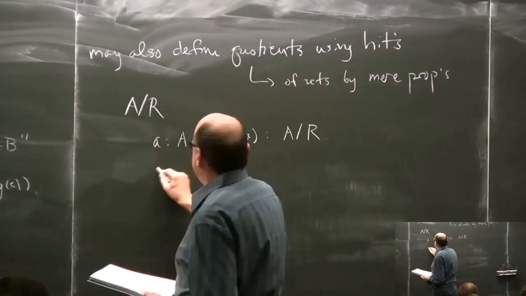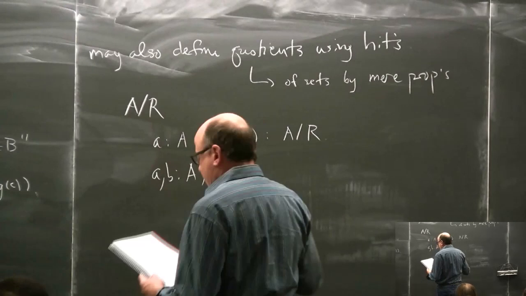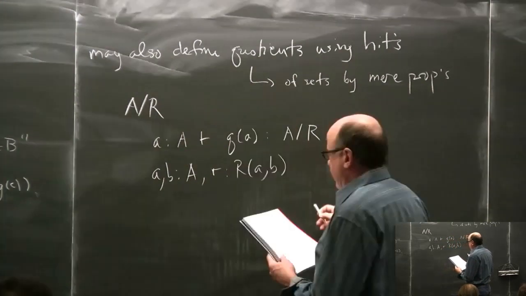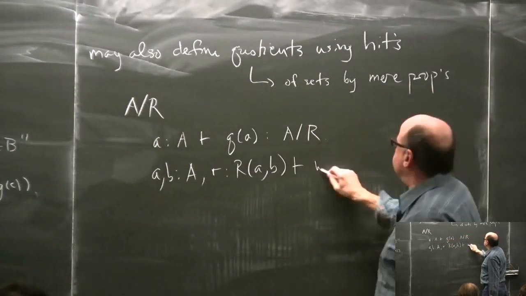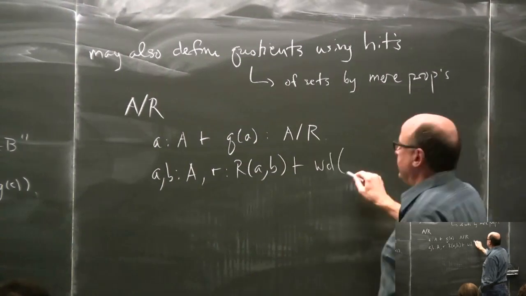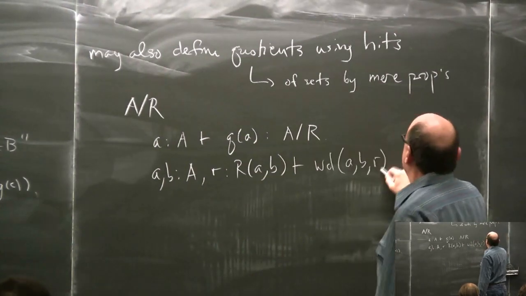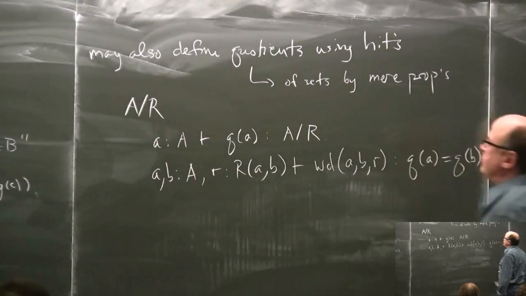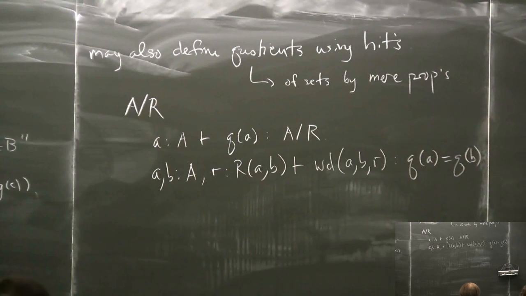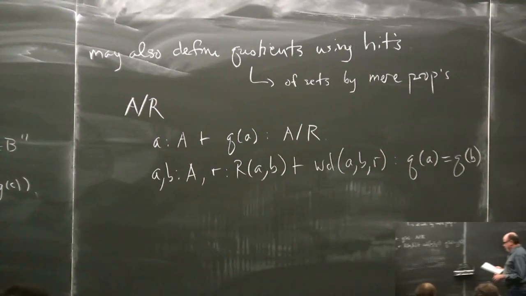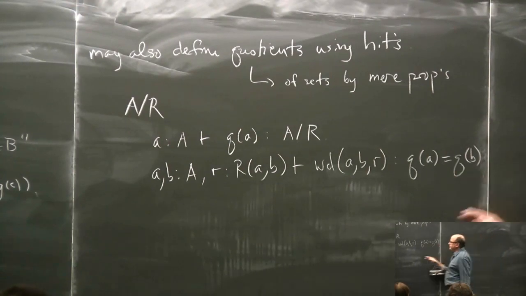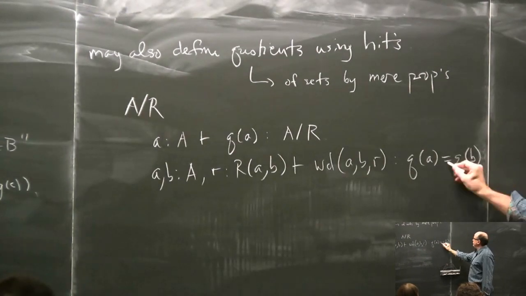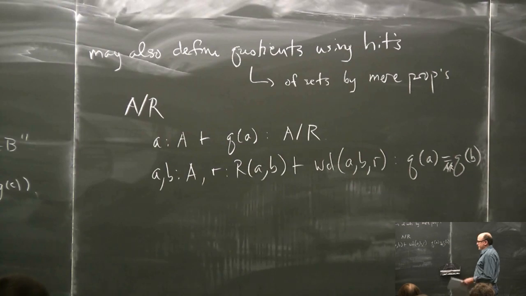And then there is, given A, B, and a proof that A is related to B, a constructor which witnesses well-definedness, so I called it WD for well-definedness. That has as a function A, B, and R, which says that Q of A and Q of B are equal. Whatever Q is doing, it ought to be well-defined, okay? So it should take related things to equal results. So this would be equal in A mod R, right?